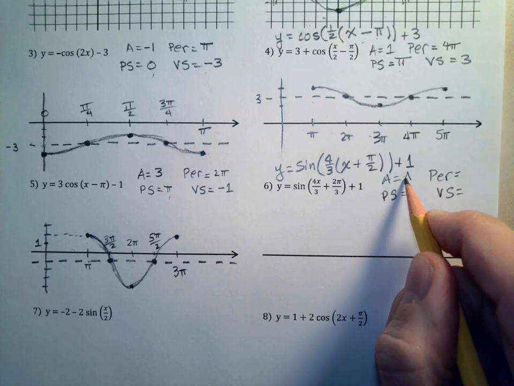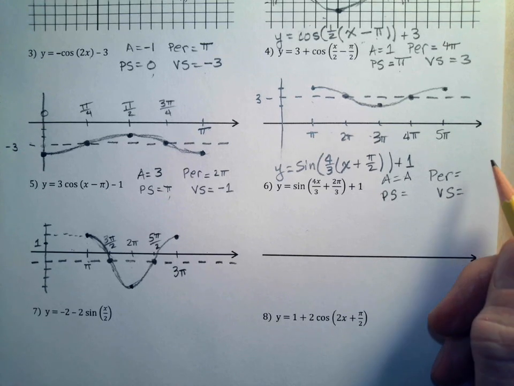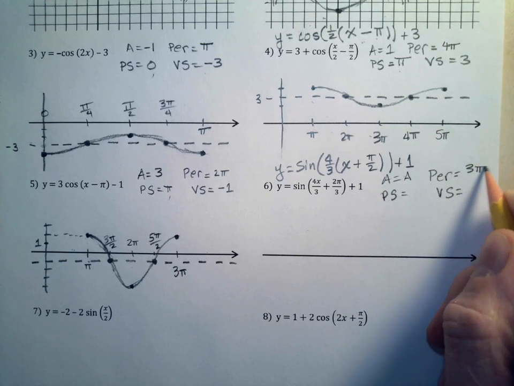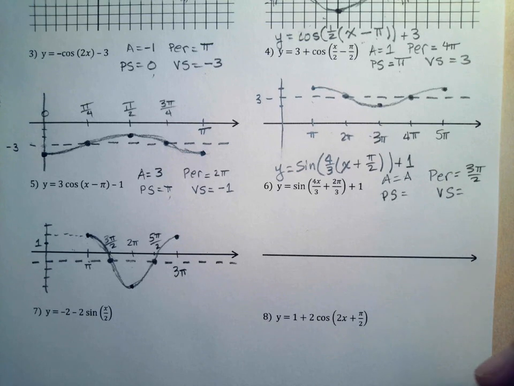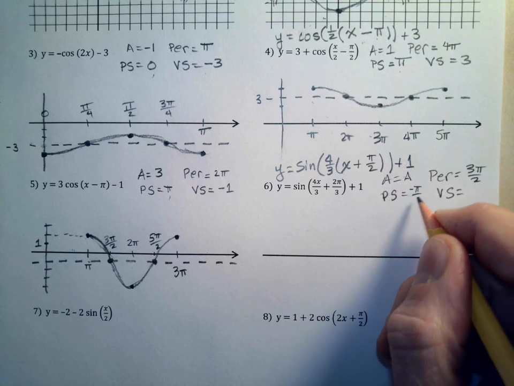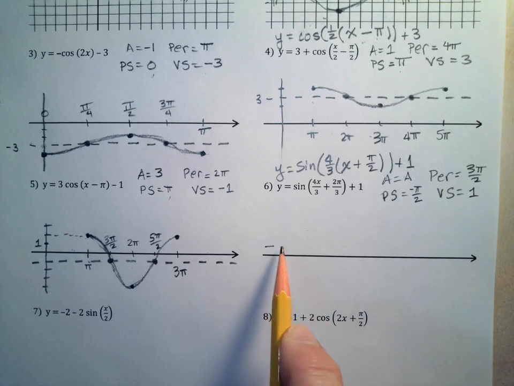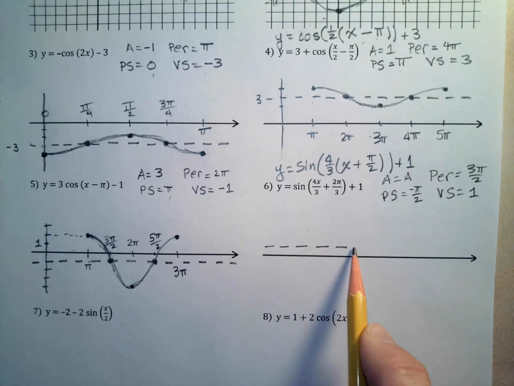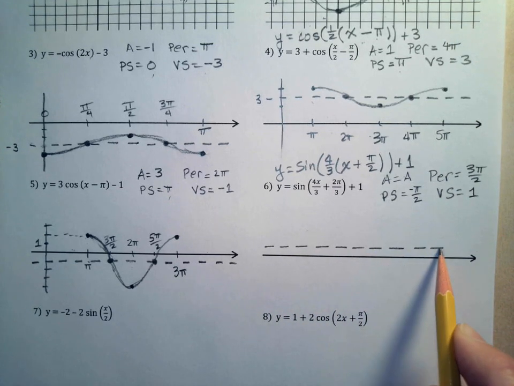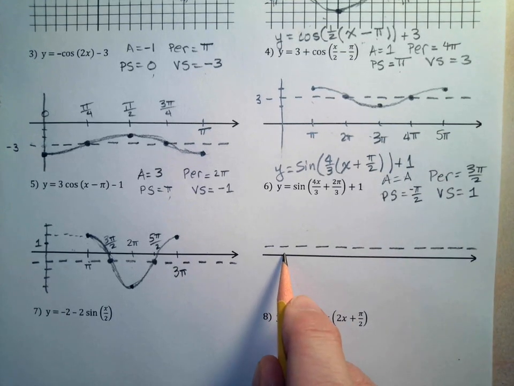All right, A is 1. The period is 2 pi divided by 4/3. That's 3 pi over 2. Phase shift is negative pi over 2. Vertical shift is 1. So again, I'm just going to go ahead and put my vertical shift in first. Draw in my baseline. Let's start with negative pi over 2.